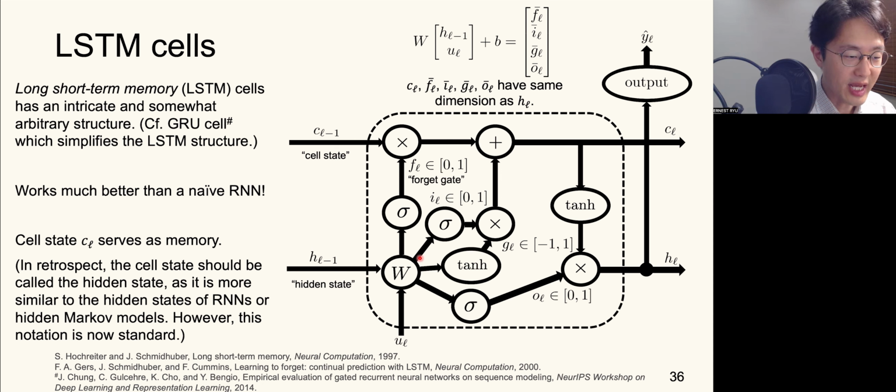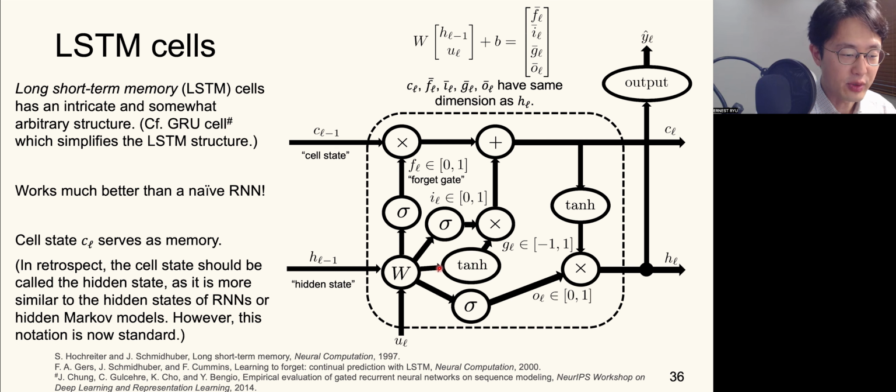Next, here is the path for the I bar vector. It goes through the sigmoid activation function, and that results in the I vector. Again, the I vector being an output of the sigmoid activation function has values between 0 and 1, and the I vector is used to modulate this G vector.